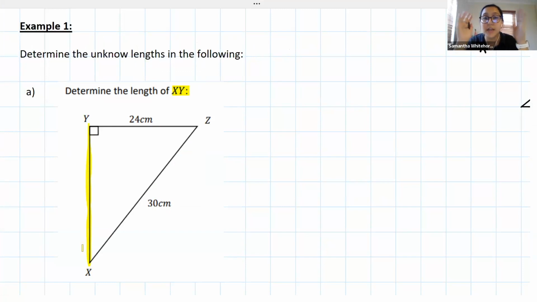Now, nothing changes about what we're doing here. This is still Pythagoras. It's a right angle triangle. We're looking for a length. Our first step is always identify the hypotenuse. Okay, so I'm going to write this down. Identify the hypotenuse.